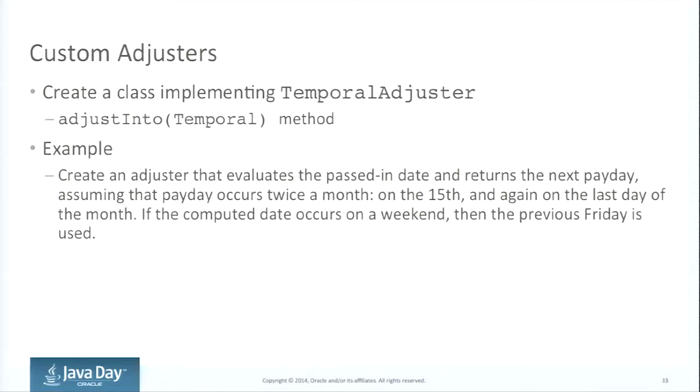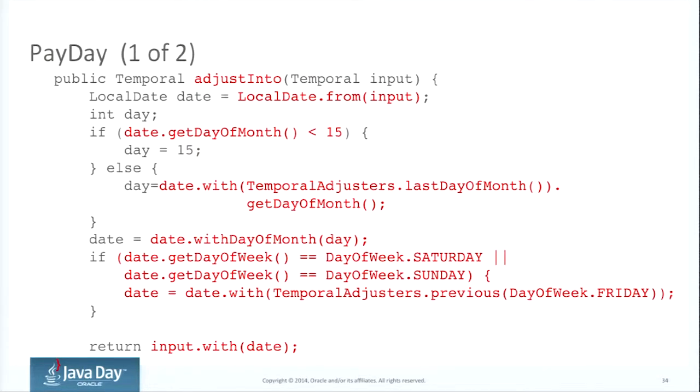To be able to customize it, we need to implement the TemporalAdjuster interface. There's only one method, adjustInto. So let's do it. The first part is this method, adjustInto. We're getting a date as an input. The first thing to know is if that date happened in the first 15 days.